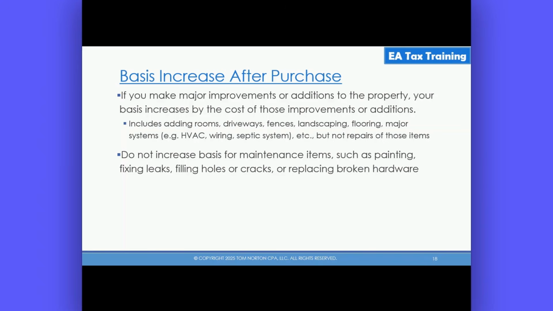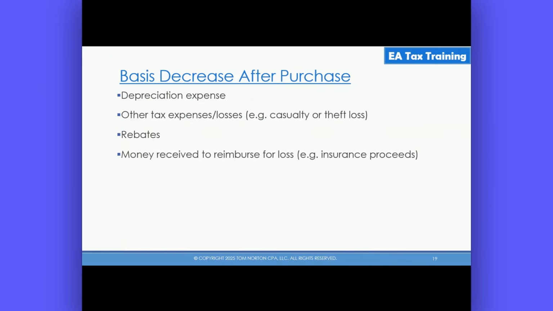It is also possible to have a basis decrease after purchase. So the most common one for business type property is depreciation expense. Again, our personal assets, your personal house, your car, if you don't use those things at all for business, you're not allowed to take depreciation.